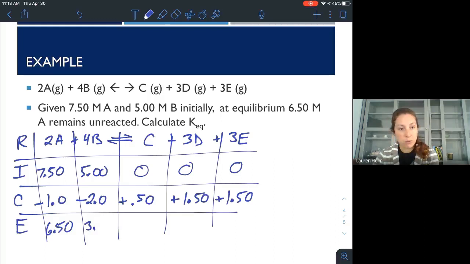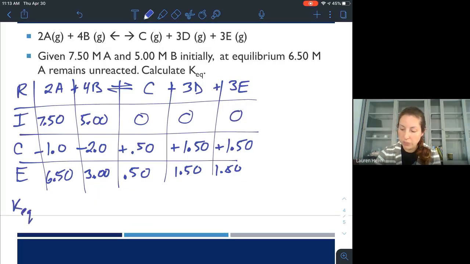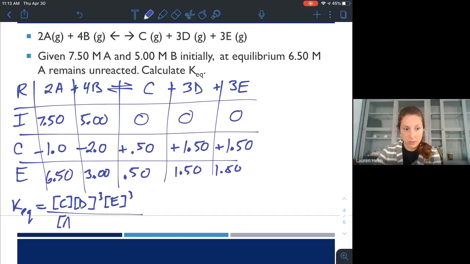We have 3 moles of B, 0.5 moles of C, 1.5 moles of D, and 1.5 moles of E. Set up our equilibrium expression so that we can find the constant. That's concentration of C times concentration of D cubed times E cubed all over A squared times B to the 4th.